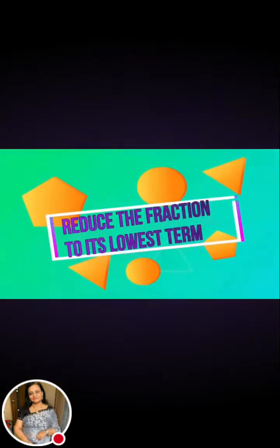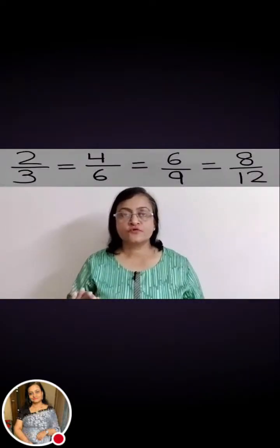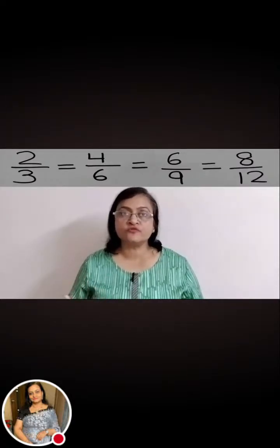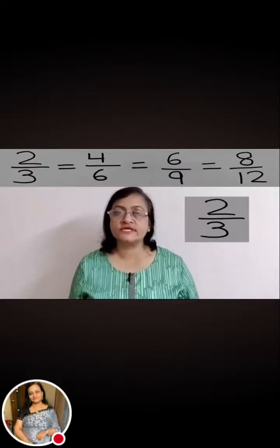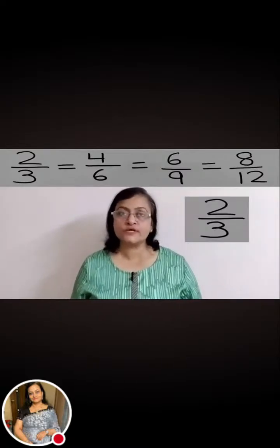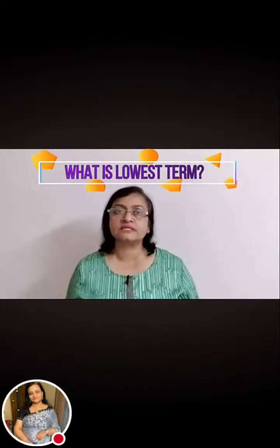And today we will learn to reduce a fraction to its lowest term. Children, 2 by 3, 4 by 6, 6 by 9, 8 by 12, these are equivalent fractions. And 2 by 3 is the fraction in its lowest term. Now what do we mean by lowest term? What does lowest term mean?